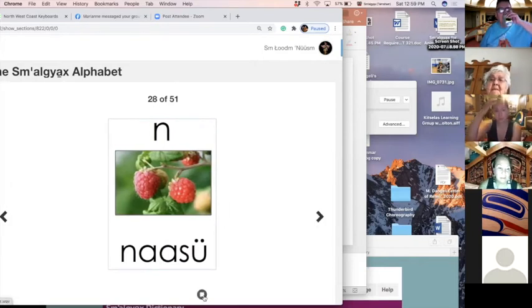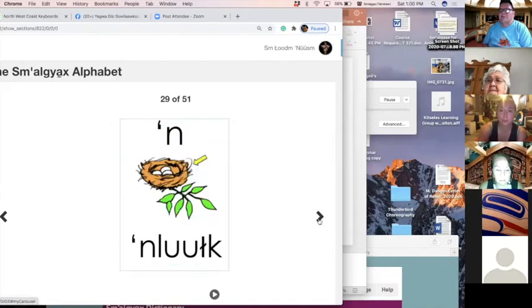Nasu. That's straightforward, eh? The dotted U, you kind of make a face.